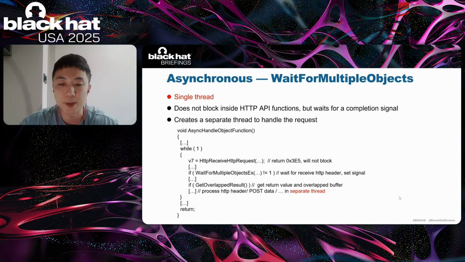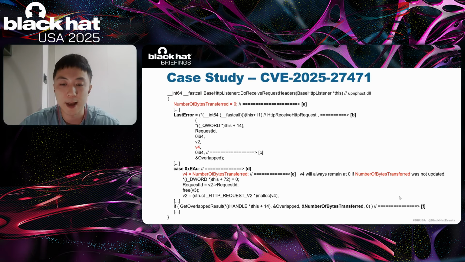The second type is async receiving. In this method, receiving is still done by a thread within the service, but it doesn't wait inside the HttpReceiveHttpRequest function. Next, I will introduce CVE-2025-27471. The UPnP service is a typical example of this kind of async HTTP service.